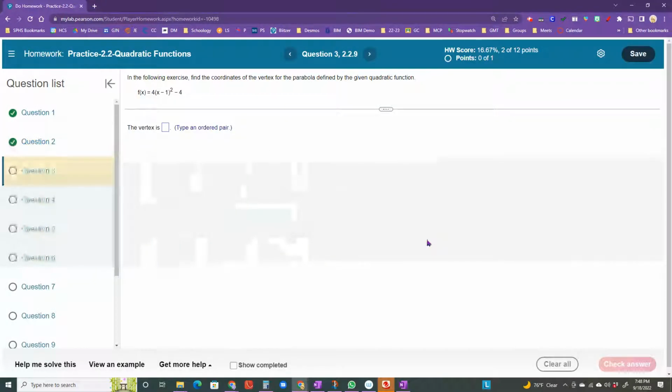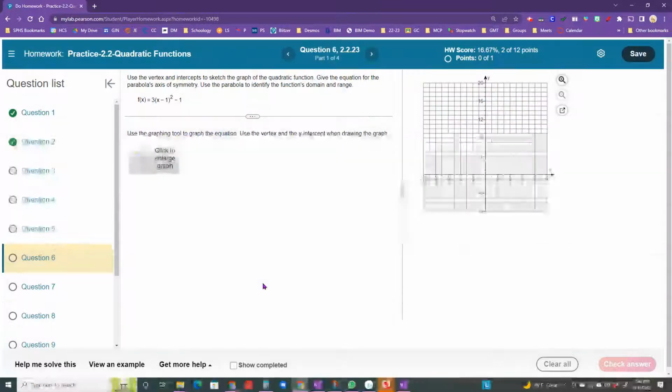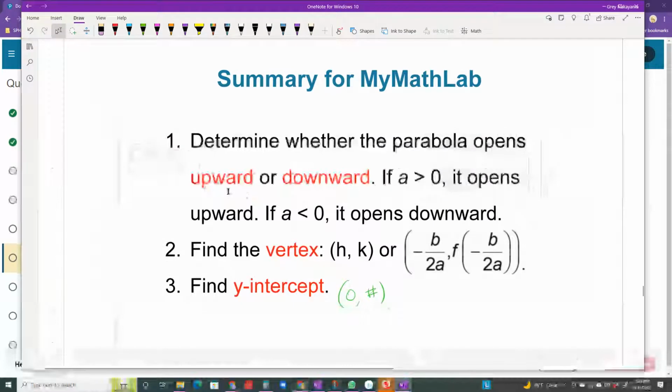All right. So that's what you have to do in the beginning. And then there are some that you actually have to graph. So in this particular one, use the vertex and intercepts to sketch the graph of the quadratic. Give the equation for the parabola's axis of symmetry. Use the equation to identify the function's domain and range. So these are the steps that I was talking about here. Determine if it goes up or down. Find that vertex depending on the form. And then find the y-intercept.